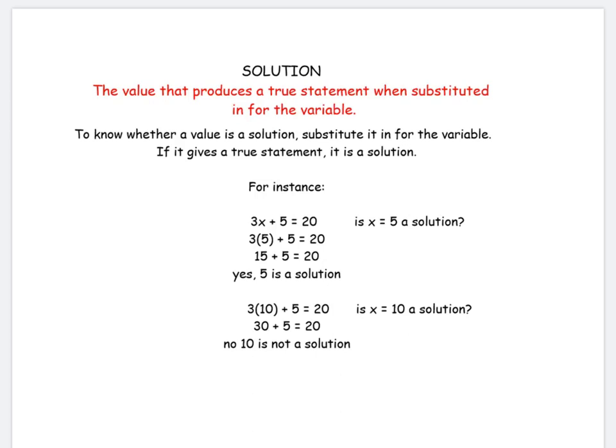So in 3 times 5 plus 5, I have multiplication and addition. Multiplication comes first in the order of operations, so 3 times 5 is 15, plus 5 is 20. So both sides of your equation are 20, 20 equals 20. That is a true statement, so therefore it is a solution. If we check if x equals 10 is a solution, we substitute in 10. 3 times 10 is 30, plus 5 is 35. 35 does not equal 20, so 10 is not a solution.